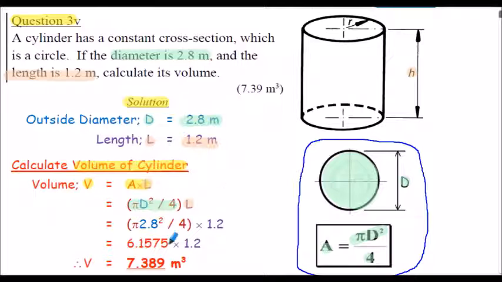So inserting the diameter, it's 2.8 meters. Inserting the length is 1.2 meters. We can evaluate the volume of the cylinder. It's 7.389 meters cubed. The answer in the question is shown to 2 decimal places.